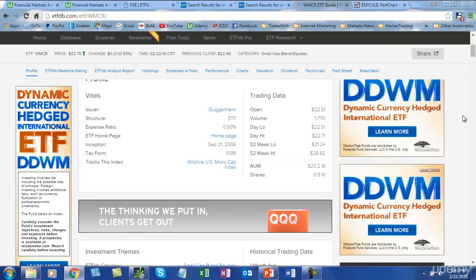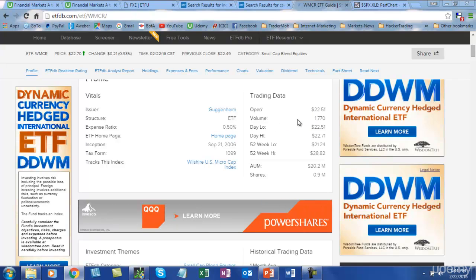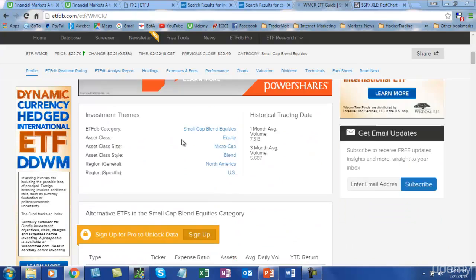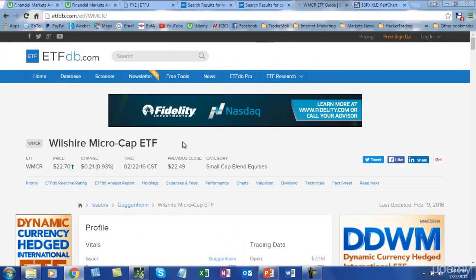And so here we are. Volume is only 1,770, so you can see that it's obviously not a big ETF yet. And its assets under management is also very small, it's 20 million only. This particular ETF has some exposure in Cambodia. So that's how you can target any country you want.